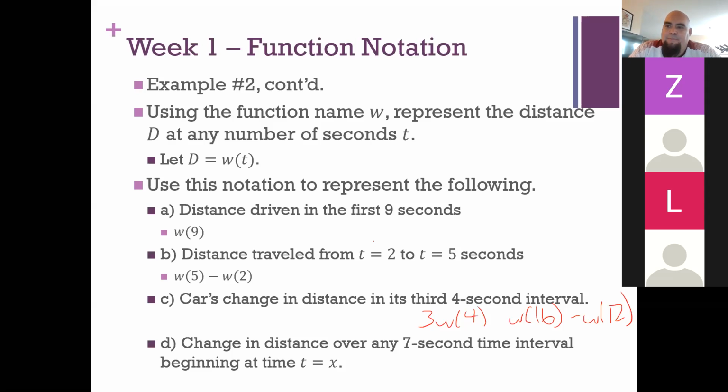And how about the second? 4 and 8. So the third one would be what? 8 and 12. So what should this expression be here then? W of 12 minus W of 8. So yeah, I think we got a little bit tripped up on where to start that interval, but really good work there.